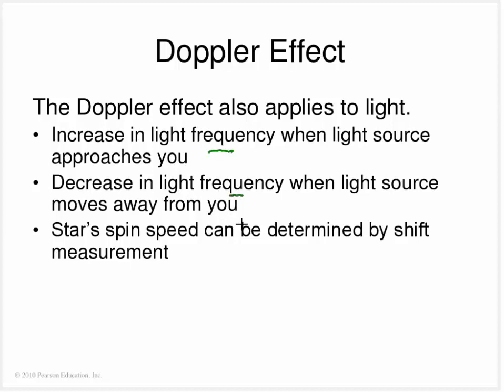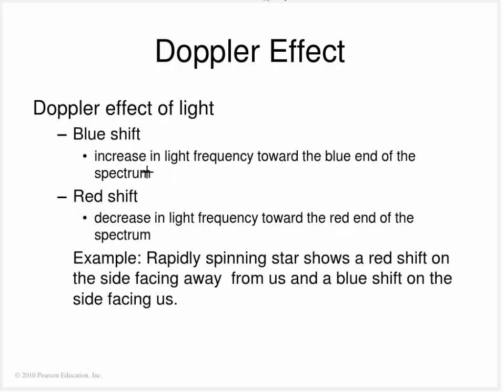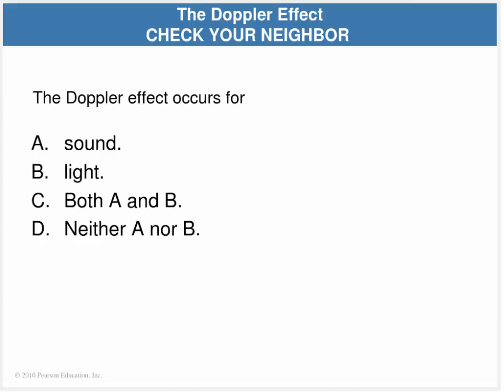And you can actually see this with spinning stars. We would actually talk about stars that are blue shifted or stars that are red shifted. The blue shift, the star is moving towards you, so it's going to increase the frequency. Red shift, the star is moving away from you, so it's going to decrease the frequency. And this actually even tells us something about how fast the star is moving. Now, a Doppler effect is going to occur for both sound and for light.